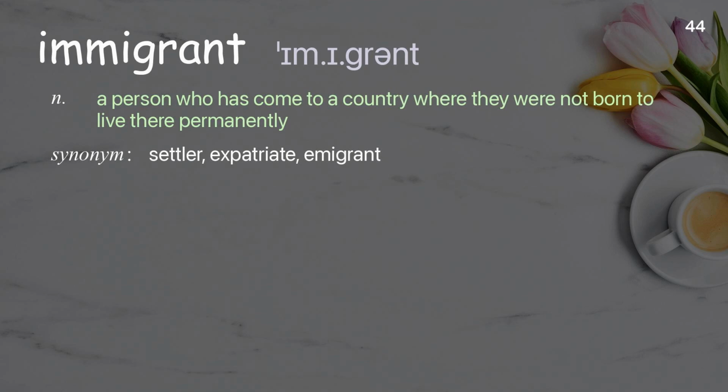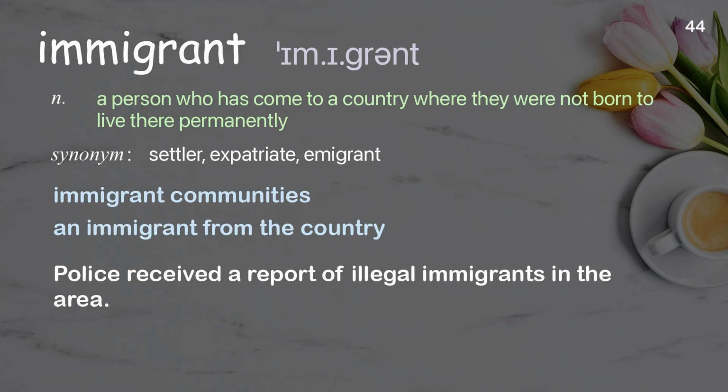Immigrant. A person who has come to a country where they were not born to live there permanently. Examples: Immigrant communities. An immigrant from the country. Police received a report of illegal immigrants in the area.